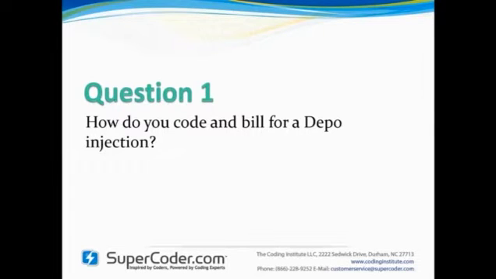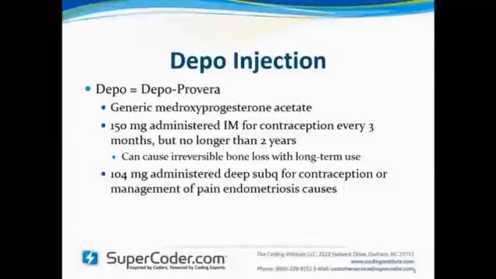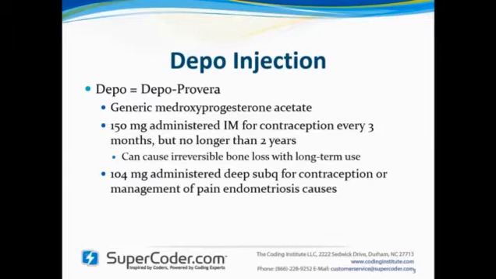The first question that was asked, and it's asked frequently, is how do you code and bill for a depot injection? Well, as most of you should know by now, Depo stands for Depo-Provera, and that is the trade name for the generic, which is medroxyprogesterone acetate. This particular drug has been cleared by the FDA to give for contraceptive management, and normally it's administered at a dosage of 150 milligrams every 3 months.